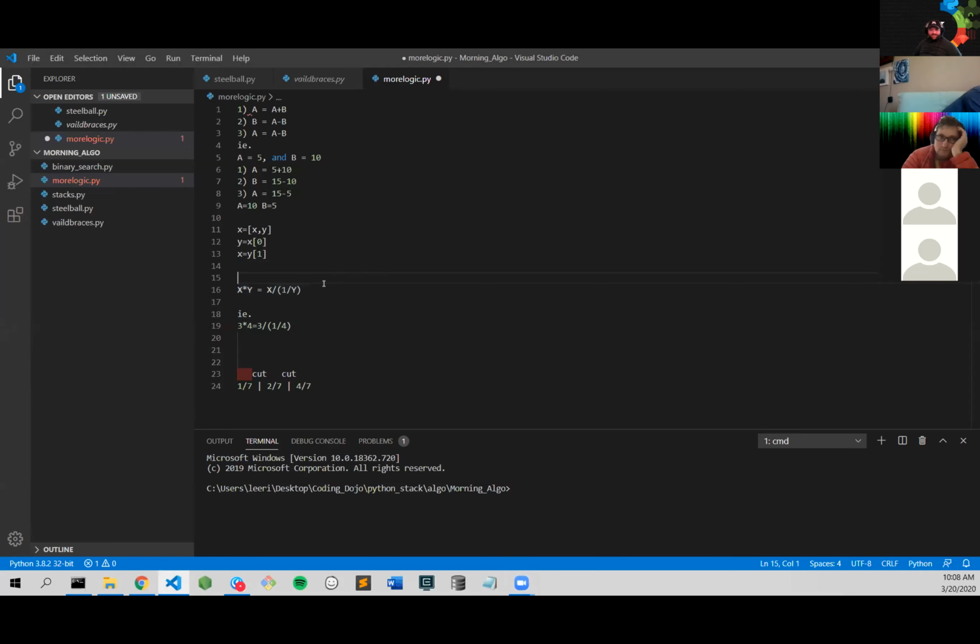All right, so if you want to multiply X times Y, then you just put X divided by 1 over Y. Yay, math. So 3 times 4 equals 12. 3 divided by 1/4 equals 12. Nice and simple and concise.